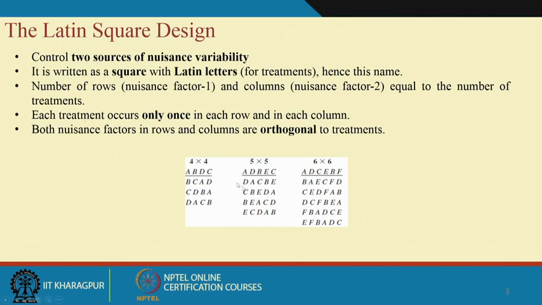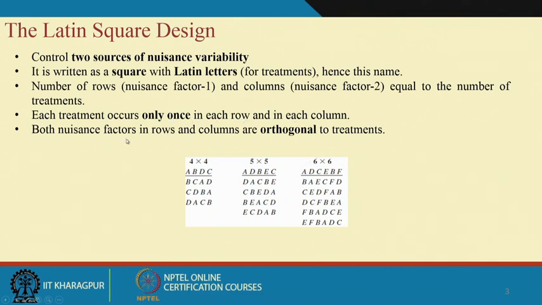For example, if I consider this 5 by 5 Latin square, you see that if you consider the first row, A occurs once, there is no more A. Similarly, if you consider the first column, A appears once. If you consider the fifth column, D appears once, as well as in the fifth row D appears once. So, each treatment occurs only once in each row and in each column.